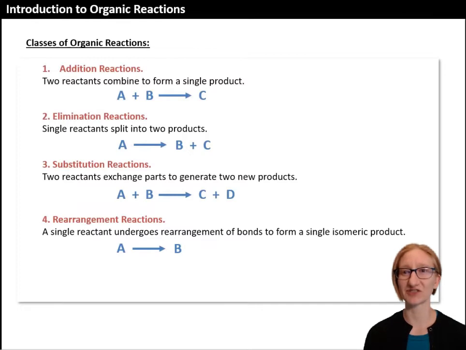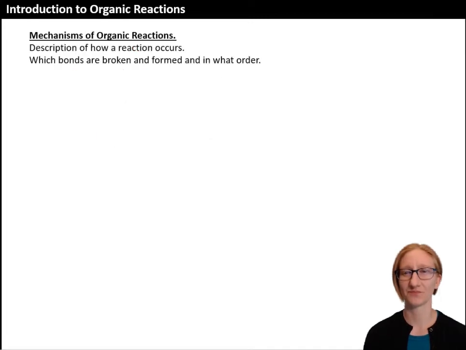These classes of reactions are a way to categorize the changes happening during a reaction, but they don't tell us anything about how the change or the reaction is occurring. And that's the role of the reaction mechanism. The mechanism of a reaction is a description of how a reaction occurs. It tells us which bonds are broken and formed and in what order.